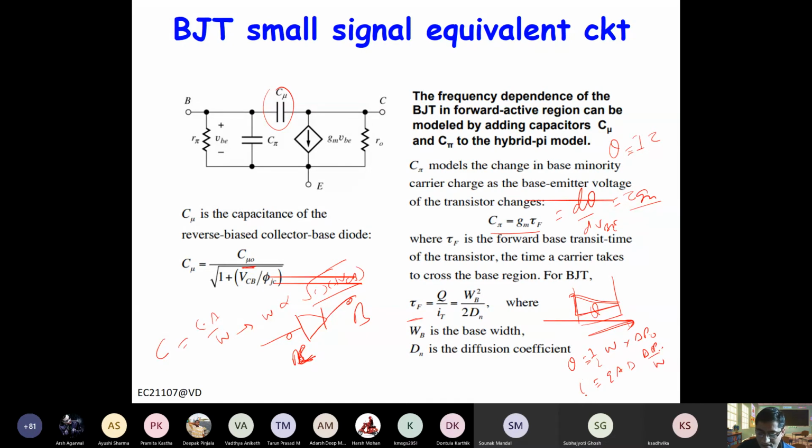And if you take the ratio of these two, q over I, what will you get? You will get W square by 2D, right? So that's what you get. So W_B is basically the effective base width, and D is the diffusion coefficient. Now here in this case we will have D_p because we are dealing with a PNP transistor. So D_p will be the diffusion coefficient of minority holes. For NPN we will have D_n, the diffusion coefficient of minority electrons.